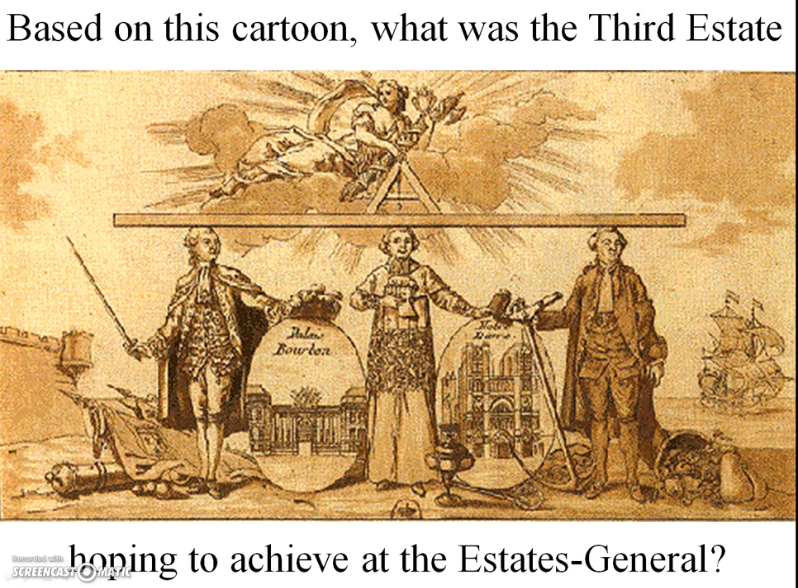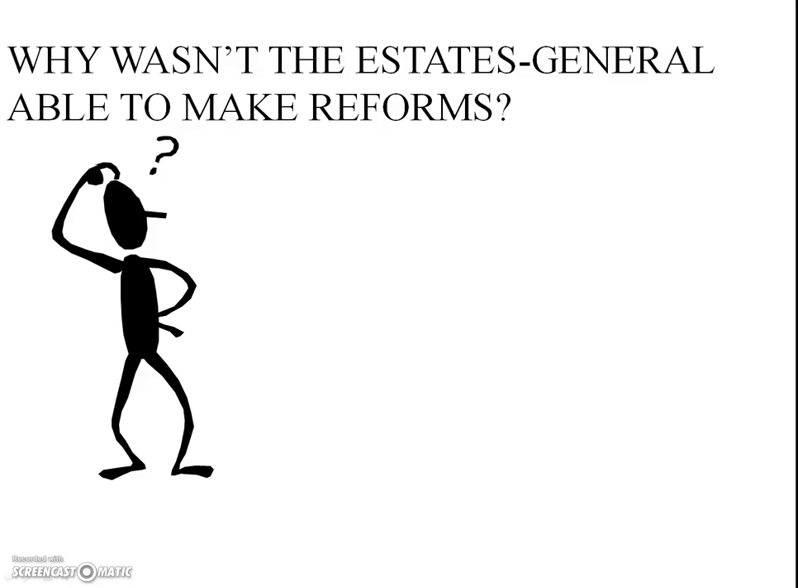Based on this cartoon, what do you think the Third Estate's looking for at the Estates General? If you'll notice, they're all on the same level. And perhaps that's what the Third Estate was hoping for. At least, as 97% of the people, they could achieve parity, equality, with the First and Second Estates. Unfortunately, that's not going to work out for a number of reasons.